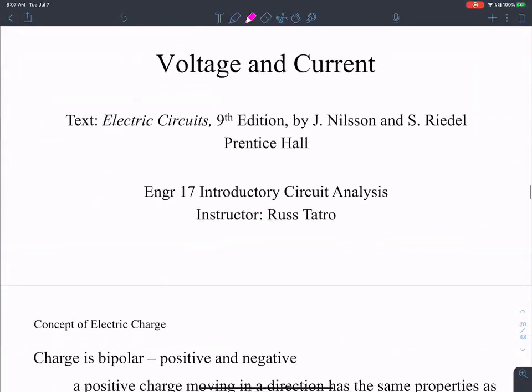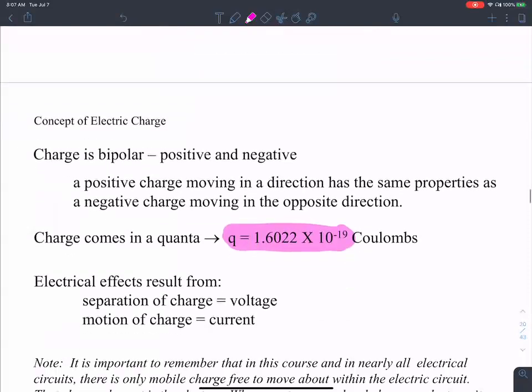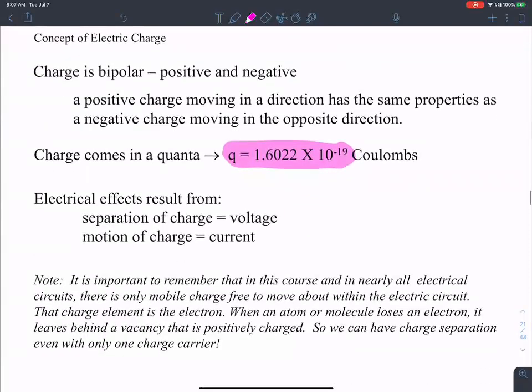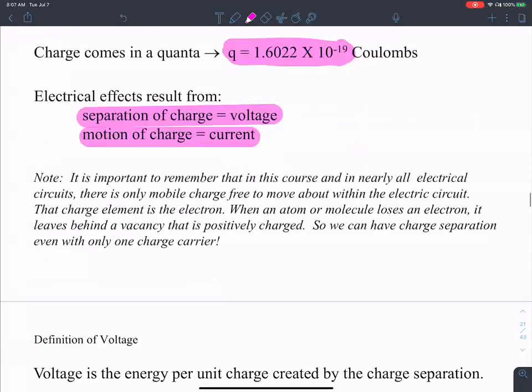Then we define voltage and current. Both voltage and current are artifacts of charge. When charge separation happens, it leads to what is known as potential difference or voltage. So charge separated is voltage, charge moving is current. Movement of charge is current, motion of charge is current, separation of static charges is voltage.